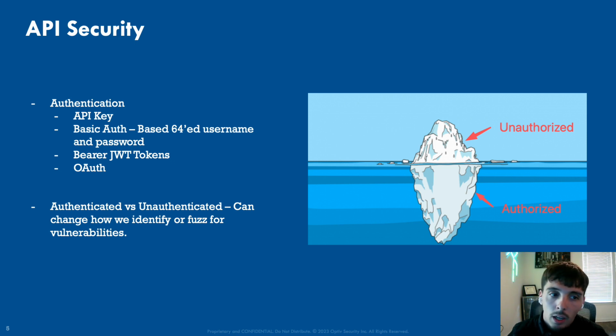And then the next bullet point is authenticated versus unauthenticated. This is key for us to understand when we do security assessments, because as you'll see in the iceberg model here, there are normally many more authenticated APIs than unauthenticated. It'll also change the approach we take. Whether we're fuzzing them or looking for vulnerabilities, having insight into where they are and what functionality they serve will really determine how we approach them.